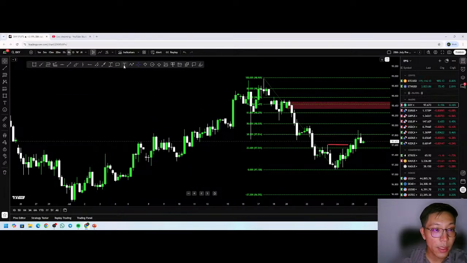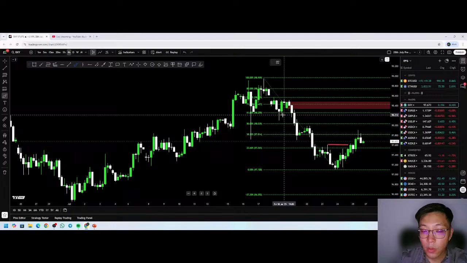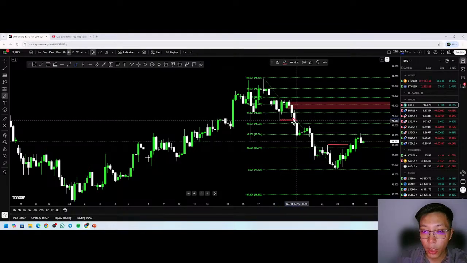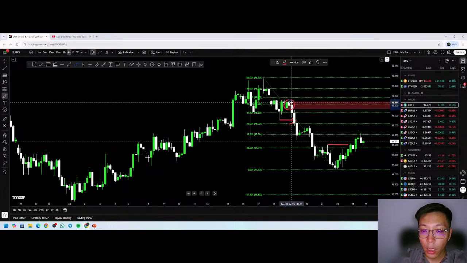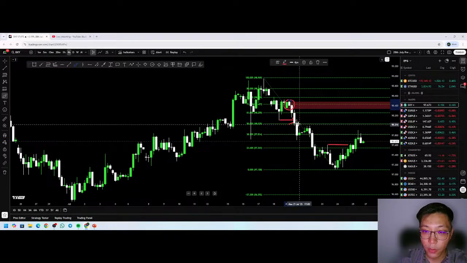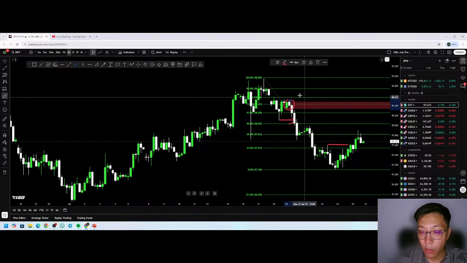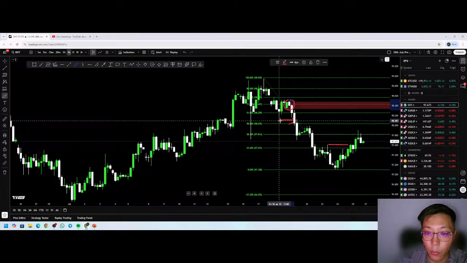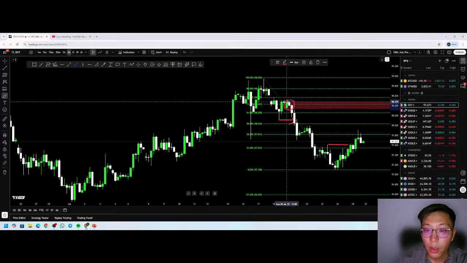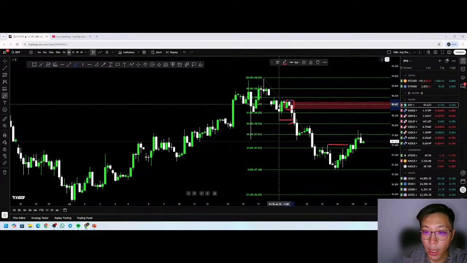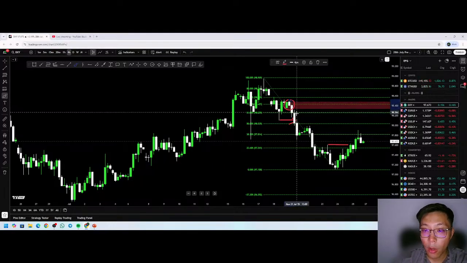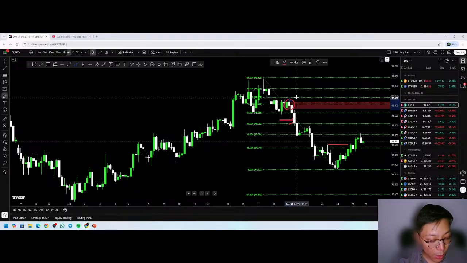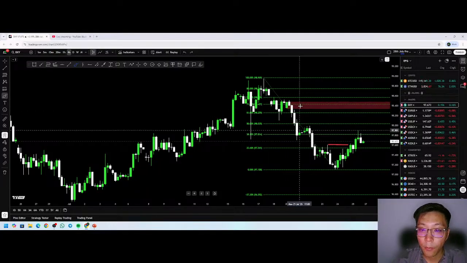So why is this an order block? Because we created a breakout structure over here, and then we take the last up move before these bearish candles. Let me repeat myself again. We created a breakout structure, then we look at the last bullish candle before all the bearish candles. Then we mark this as our order block.